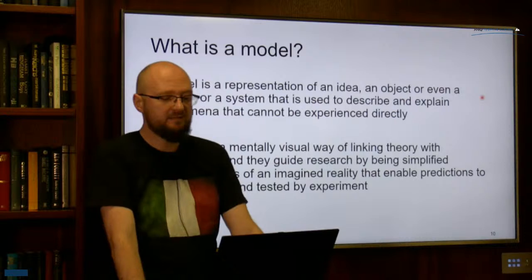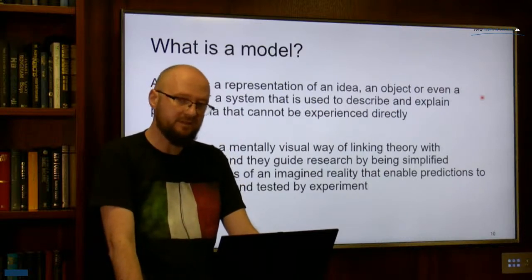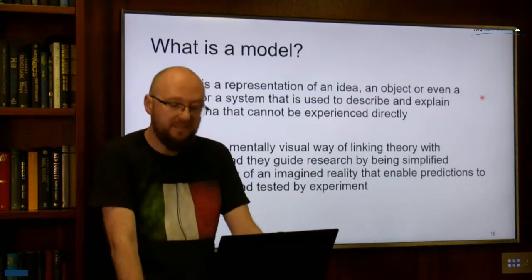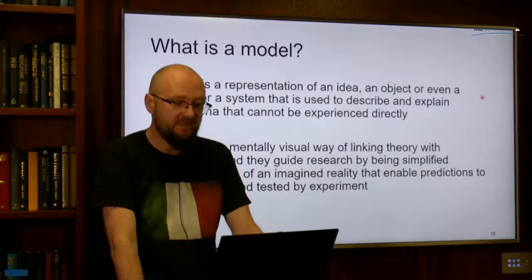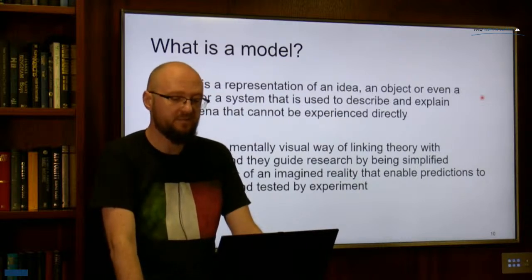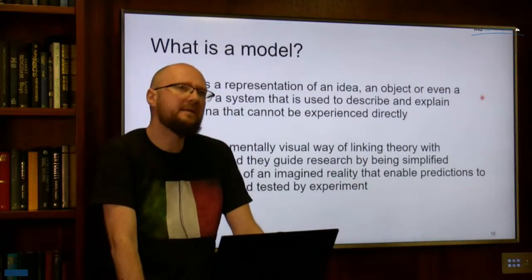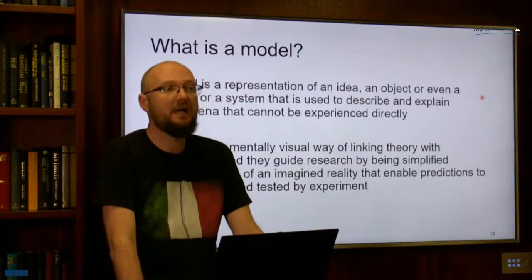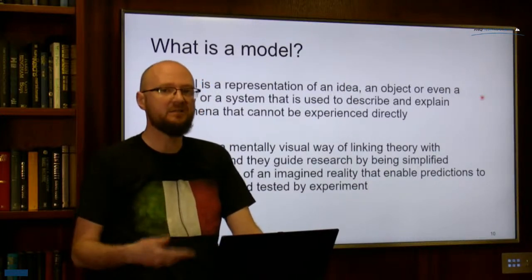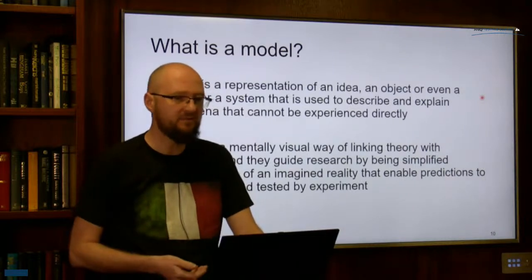So these models are a visual way of linking our theory about the world with experiments. They guide research by being simplified representations of an imagined reality that enable predictions to be developed and tested by experiment. This is the scientific approach. In fact, science works this way. Science goes through experimenting with things, seeing what happens, and then adjusting our theories so that they describe the world better, and so that we can make more accurate predictions about this world. So this is a model.